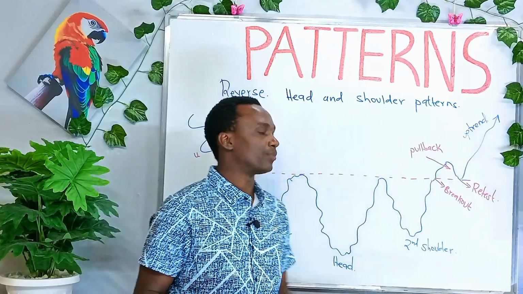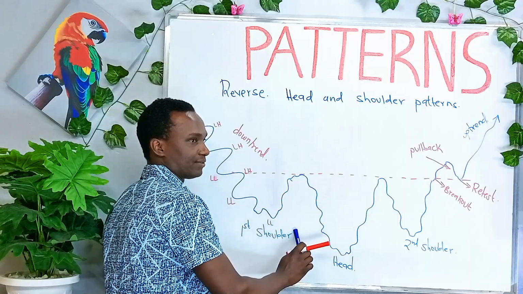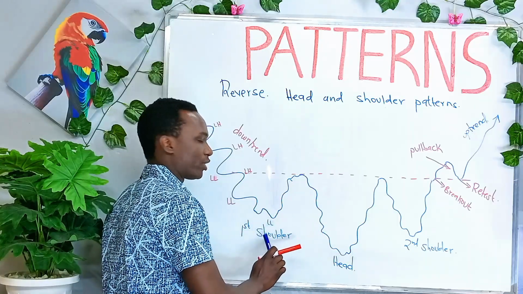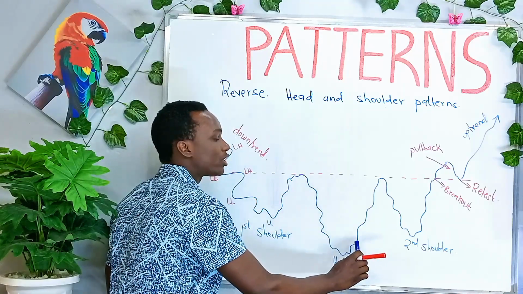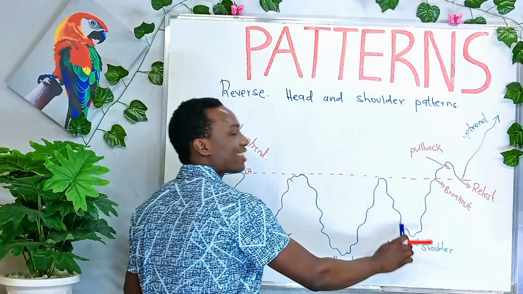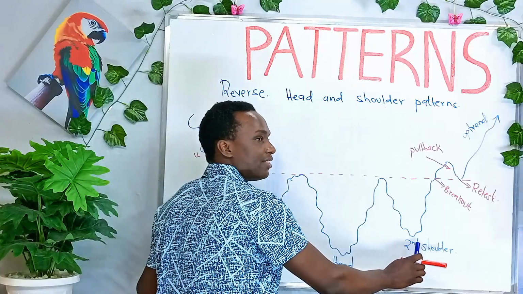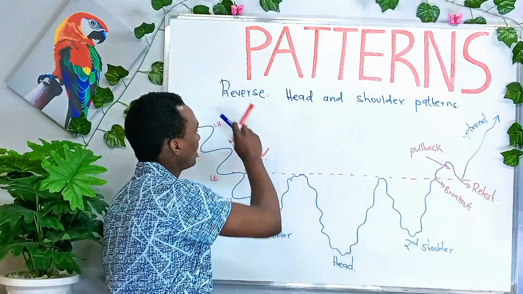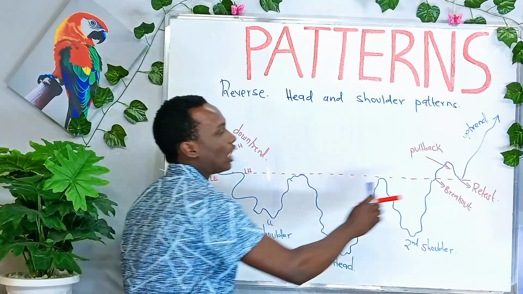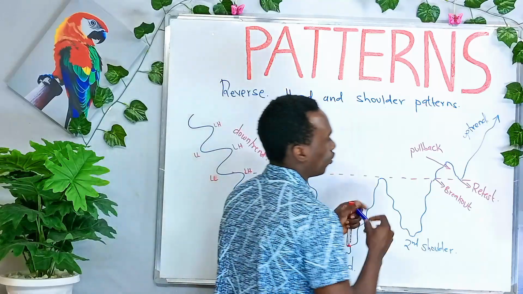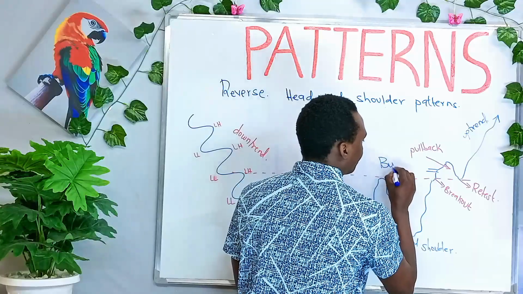Okay, good. So if you look at this illustration, this first valley is formed, which is called the first shoulder, followed by an even lower valley, which is called the head, and then another valley, which is now higher than this, called the second shoulder. Okay, this formation happens in a downtrend. So with this formation, we'll place a long entry along here. We'll place a long entry along there using a buy stop order.